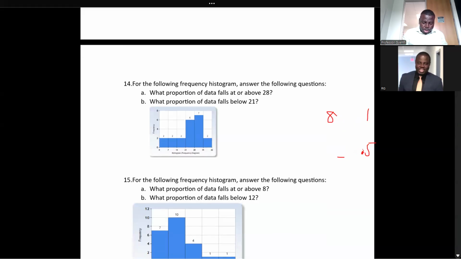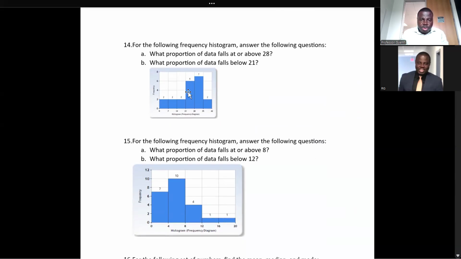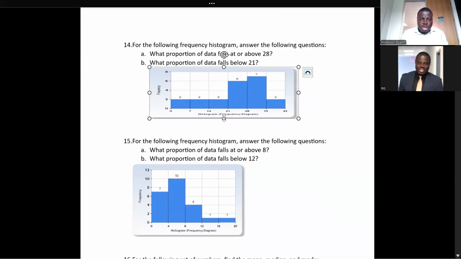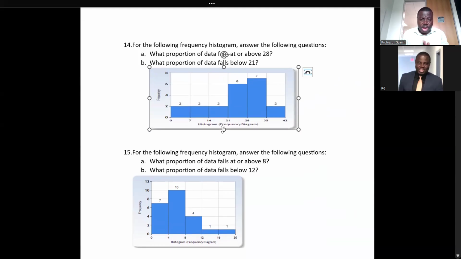Number 14. For the following frequency histogram, answer the following questions. What proportion of data falls at or above 28? Now, the first thing we have to know is what a proportion is. Anytime you are looking at proportions, you are thinking about a fraction. So here you're supposed to get a fraction. Now, we are looking at data that falls at or above 28. If you look at the histogram, this is 28. Now, going to the right, you have 35 and then 42. So that is 28 or greater. So we're doing 28 to the end. That is 42.